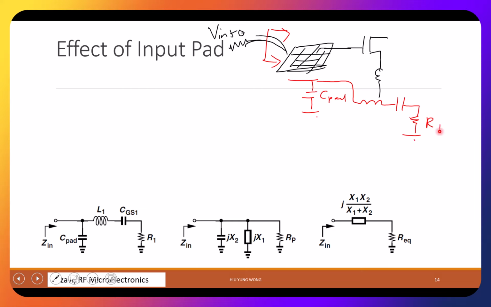Does it make sense? I just told you, looking into here is equal to inductor plus capacitor plus R1, right? Just at this point, at the gate. Yes, this is the gate. Do you see what I'm talking about, everyone? Not into the source. We're looking into the LNA. Exactly. So I confused you guys.